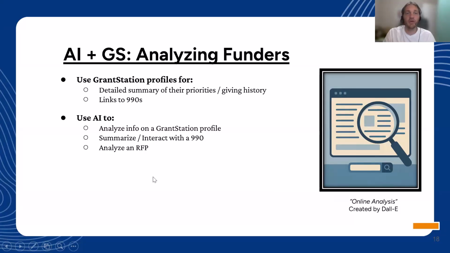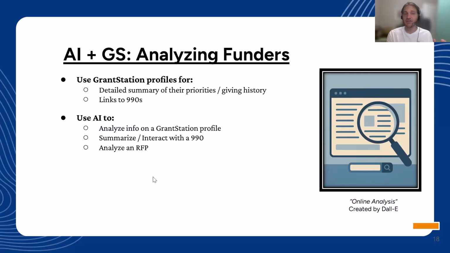Yes. You can use the GrantStation profiles for the detailed summary of their priorities, their giving histories, and links to 990s. So kind of what we just looked at with the Claude Benedum Foundation. It had the detailed overview of the foundation, the summary of what they're giving, we could see their giving history, and it had links to 990s as well. So you can find all of that information on a GrantStation profile. It's going to be one of the best places to get started with your secondary research. It's a really important step in this overall process, and you're going to streamline it a lot by starting with a GrantStation profile.